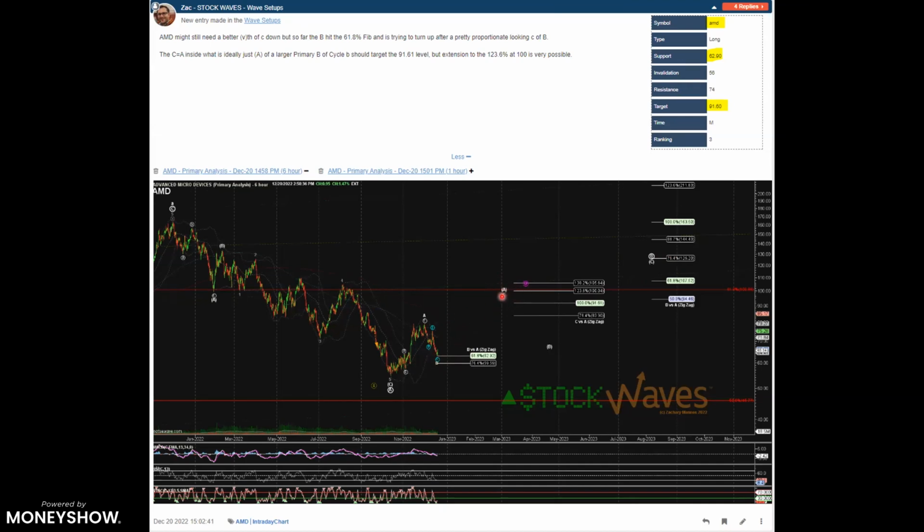So we hit our original targets. And at the time in December, we were saying it's possible that, especially if this gets closer to the 107 to 110 region, which is the 618 retrace, then it can be all of that larger degree circle B wave.